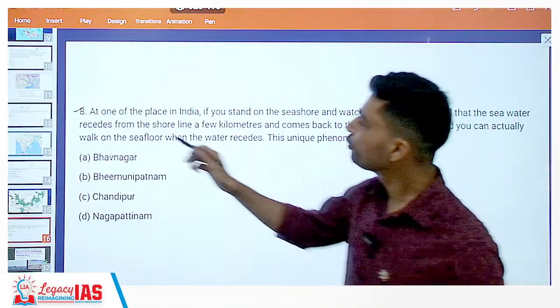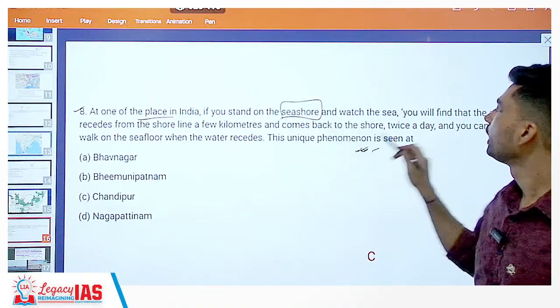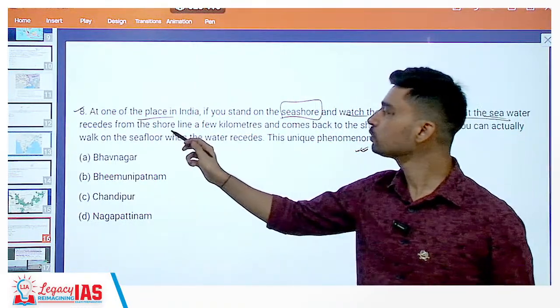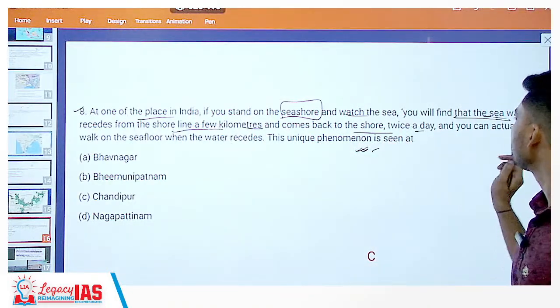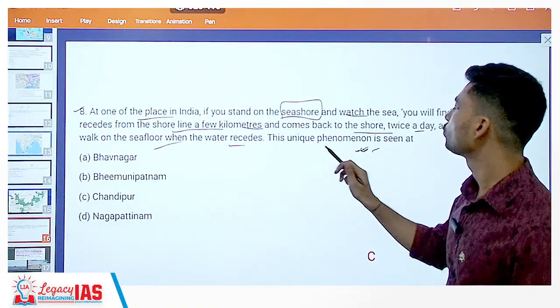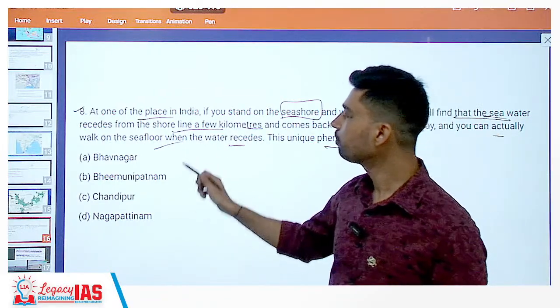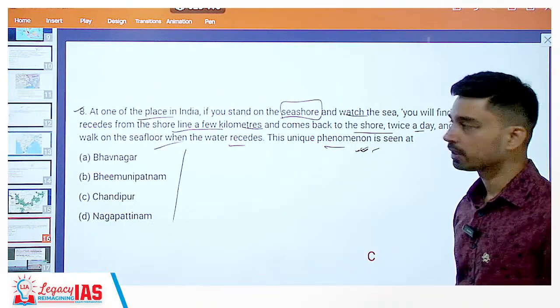So what is the question? At one of the places in India, if you stand on the seashore and watch the sea, you will find that the sea water recedes from the shoreline by a few kilometers and comes back to the shore twice a day, and you can actually walk on the sea floor when the water recedes. So where is this unique phenomenon observed? Four options are given: Bhavnagar, Bhimanipatnam, Chandipur, and Nagapatnam.